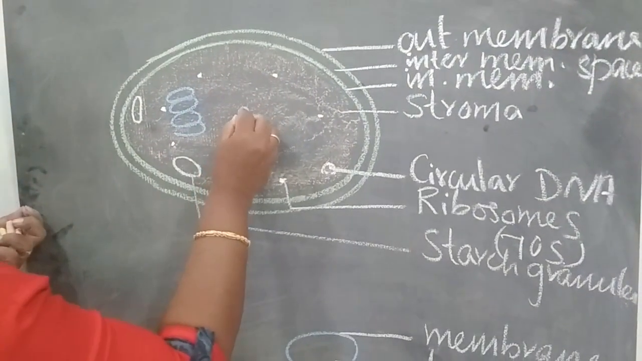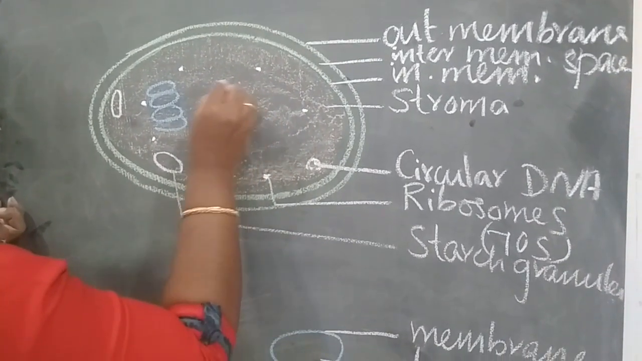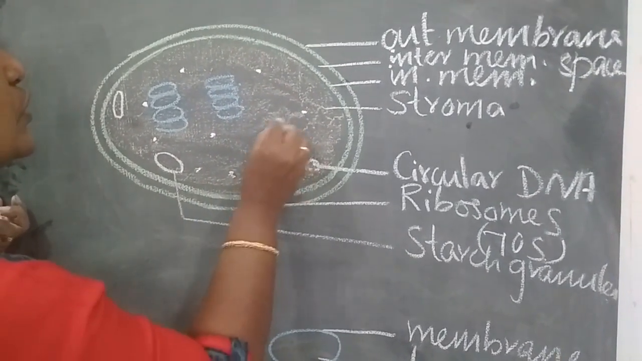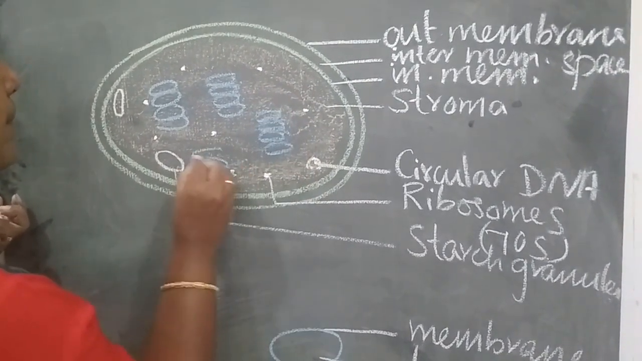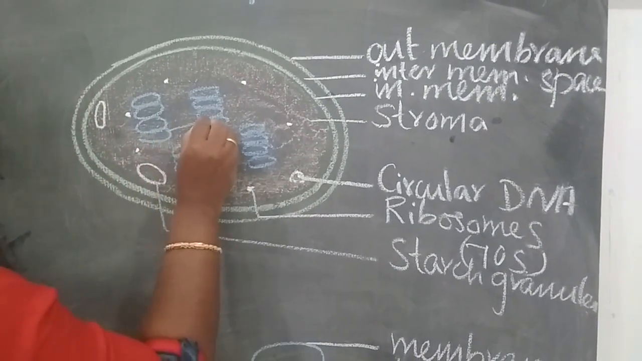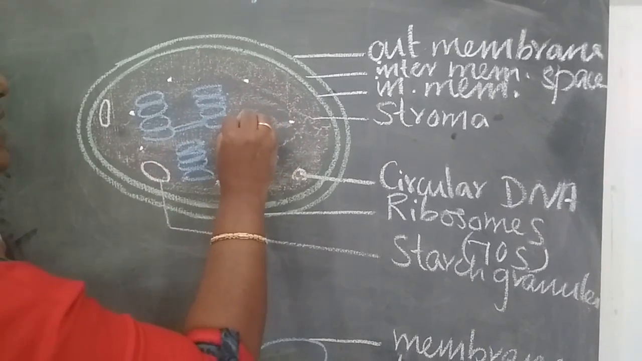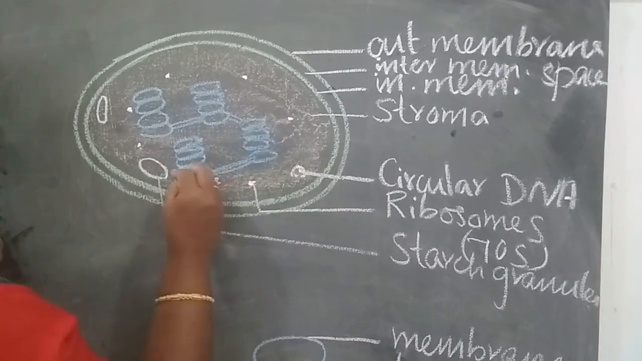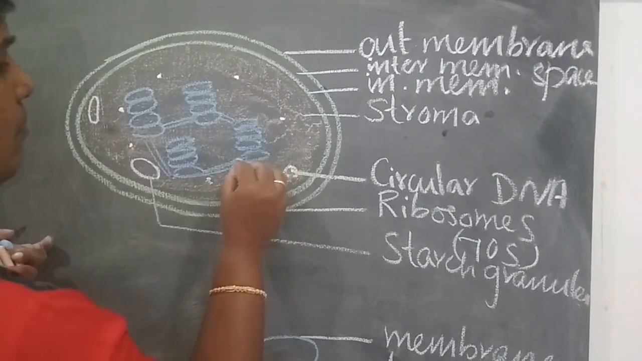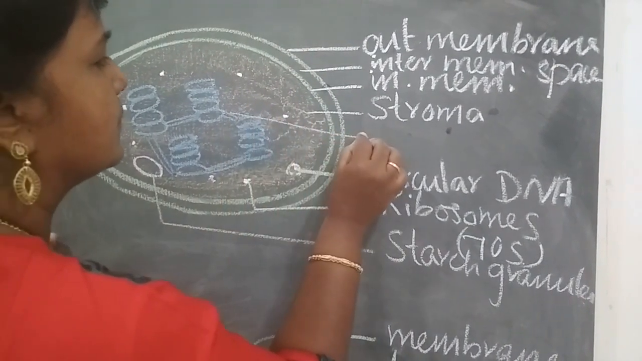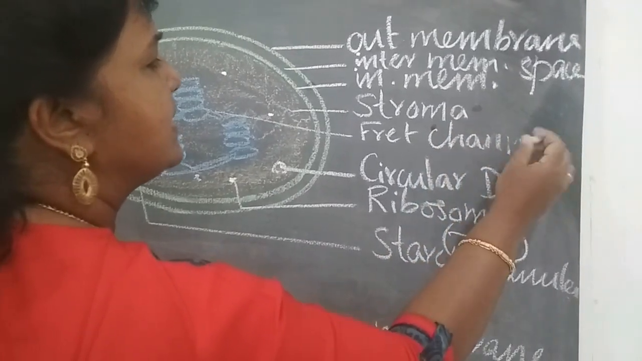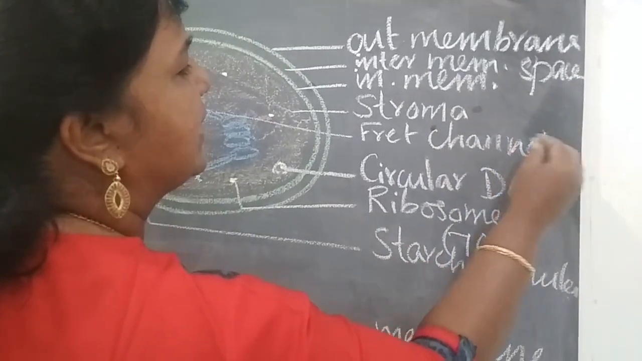In the stroma there are many thylakoids arranged like a pile of coins, and they are said to be grana. The grana are interconnected to each other by means of Fred canals.